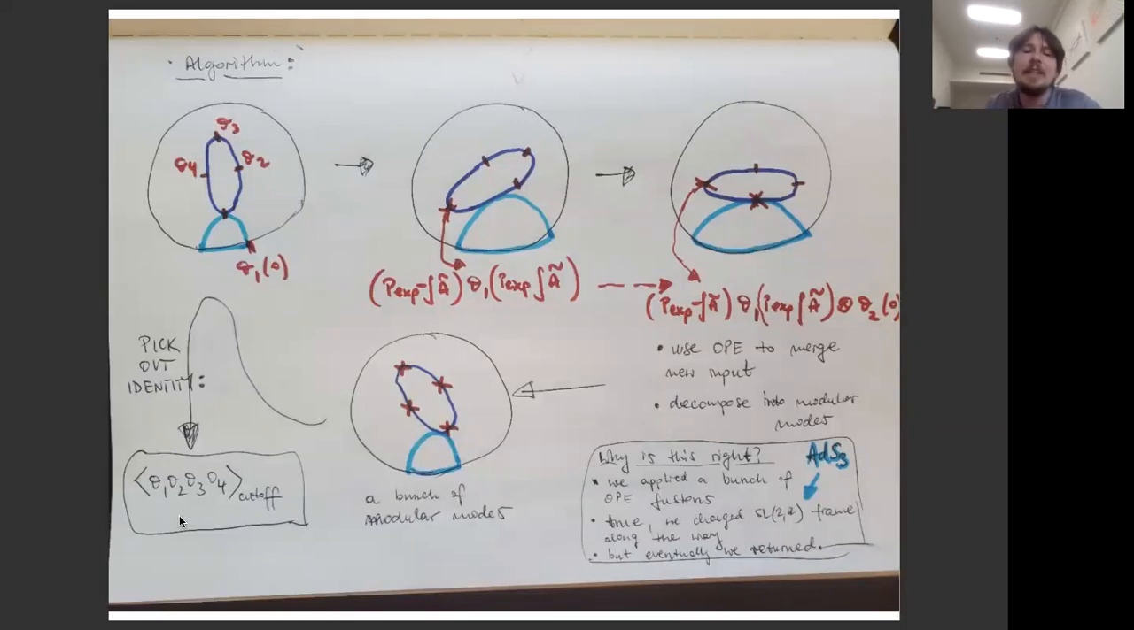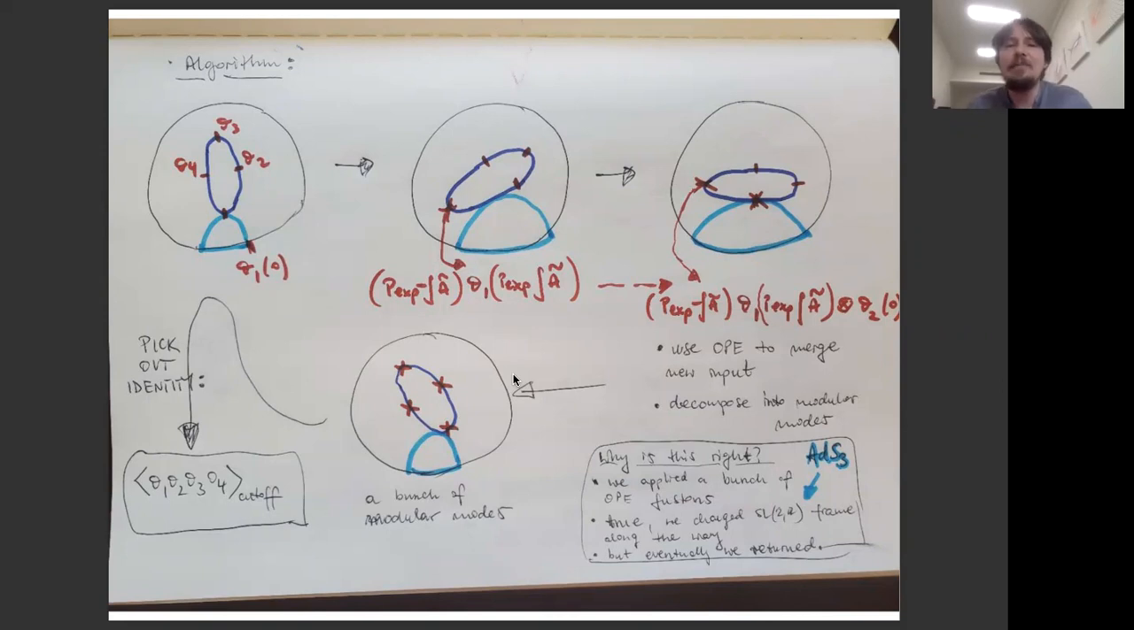And the statement is that the identity component is exactly the correlation function of these four operators at this cutoff. And you might ask, why is that? And the answer is that all we have done is a bunch of OPE fusions. And you might say, no, I was also doing this A tilde, which was weird, but all A tilde was doing was just changing the SL2R frame along the way, which means that we're doing the same computation, but we're just changing how we look at the bulk of AdS along the way.